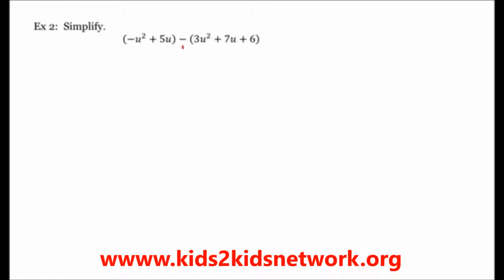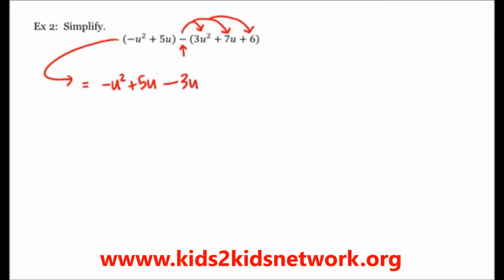Let's subtract. Now with subtraction, we have to be very careful when we remove our parentheses and distribute this negative or negative 1 to all three of these terms in the second polynomial. That is, this is equal to negative u squared plus 5u, and then minus 3u squared minus 7u minus 6. Again, we'll group like terms.